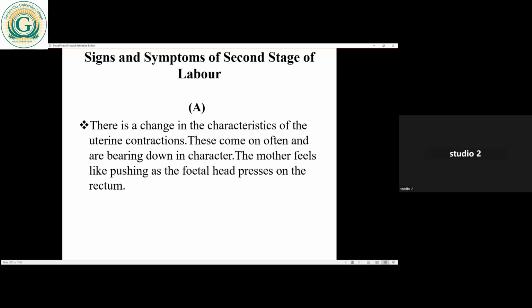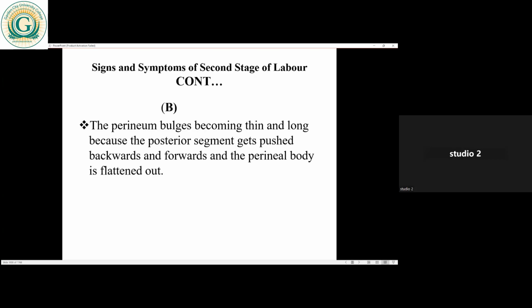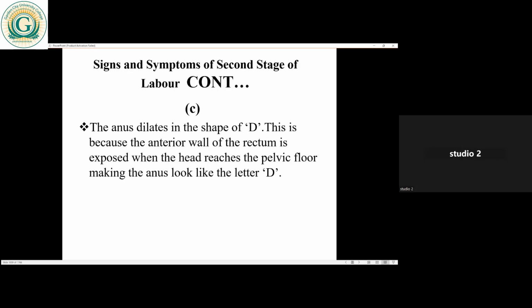What it means is that the head of the baby is pressing on the rectum, and the baby wants to come. And the woman becomes restless. When you look at the perineum, you see that the perineum is bulging and becoming thin, because the posterior segment pushes backwards and forward, and the perineal body flattens out. Then the anus changes into this shape.